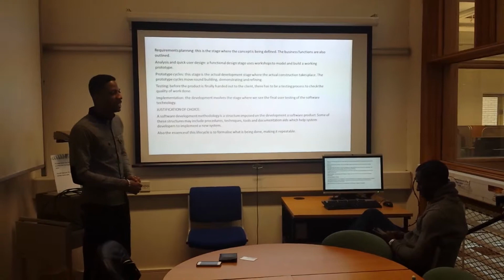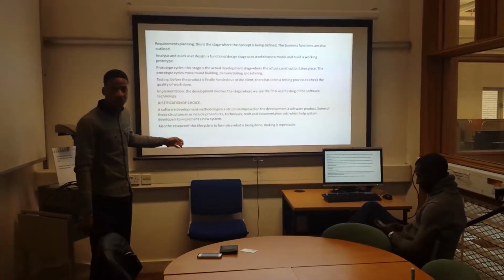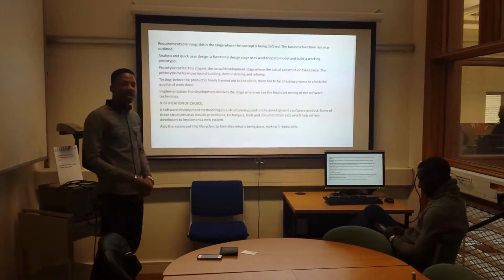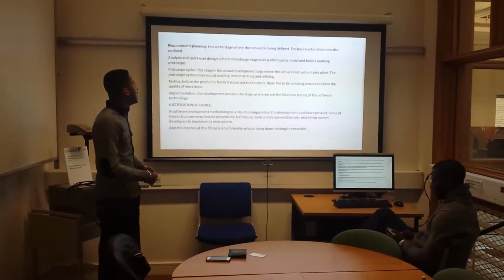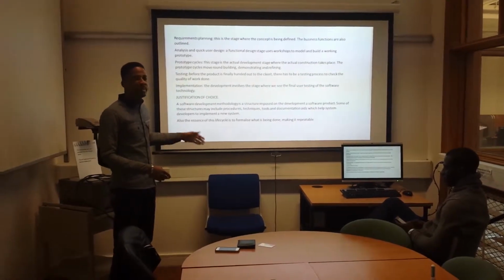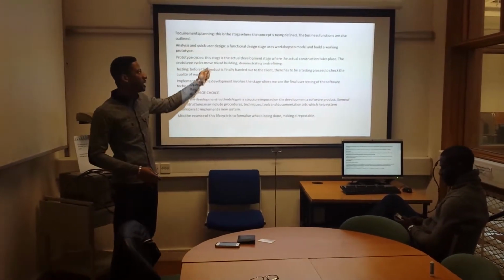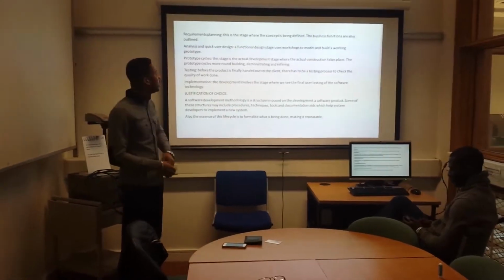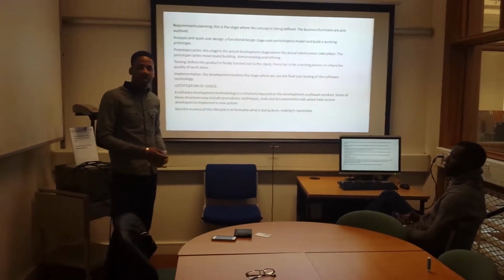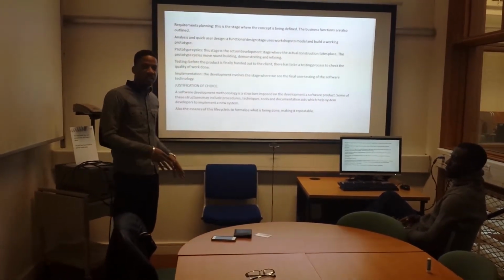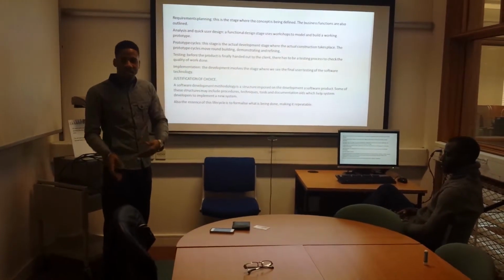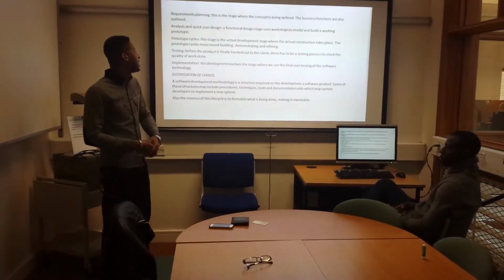Okay, the life cycle that the project is going to follow starts from requirements planning, where this stage talks about the concepts that we will use to do the project. The analysis and quick user design is the next stage, where the analysis and the user design will be made. A functional design stage will be put in place, and the prototype cycles is where we actually do the prototype. The client is fully involved, so if the client doesn't want a particular thing or wants something changed, alterations can be made during the prototype cycles.